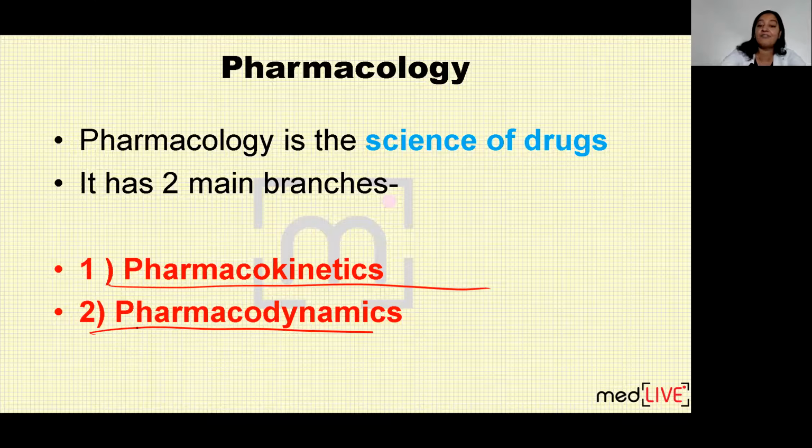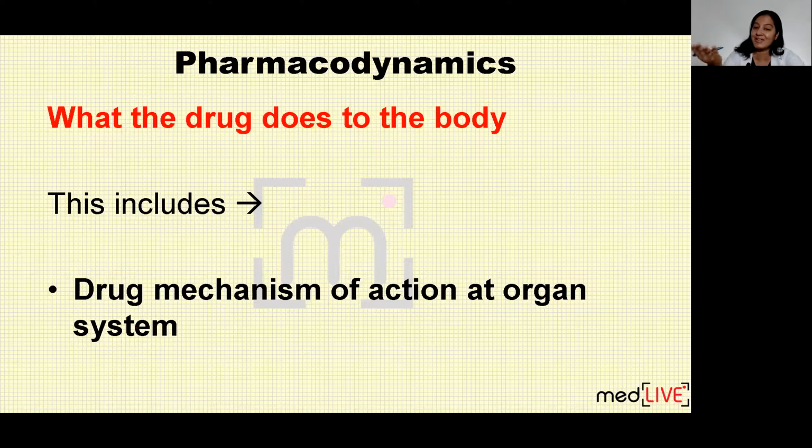Now I'm coming to pharmacodynamics. What is pharmacodynamics? I have already told you. Pharmacodynamics is what the drug does to the body. So pharmacodynamics has only one part. What will the drug do in the body? The drug will show its mechanism of action.